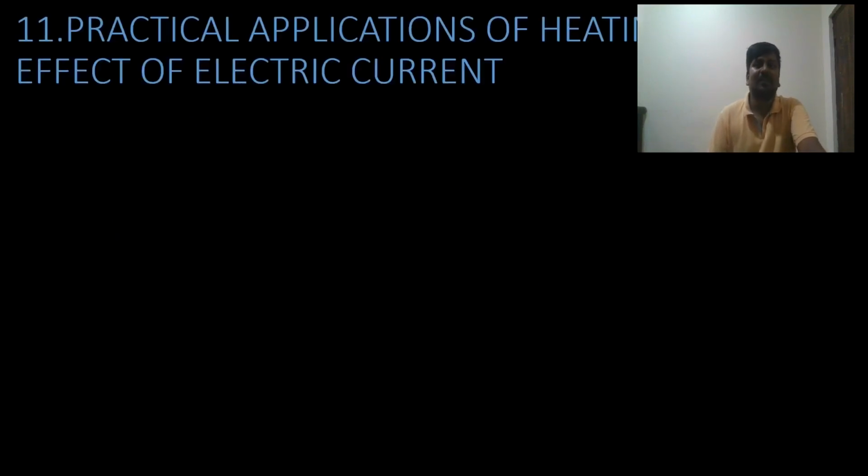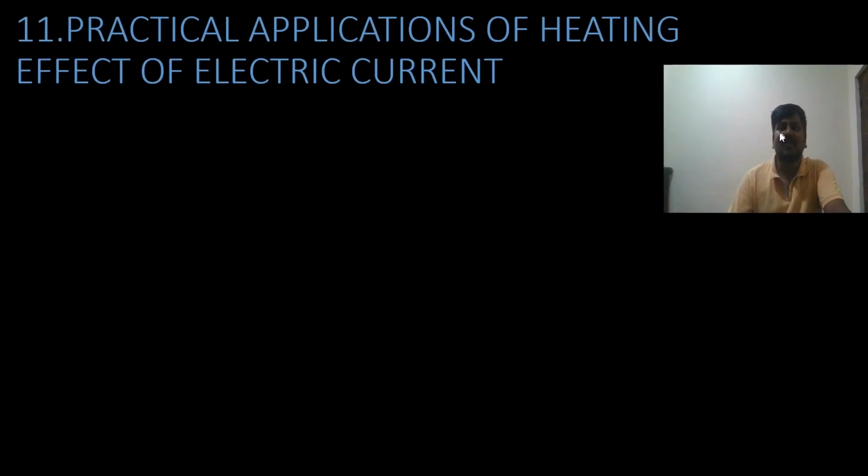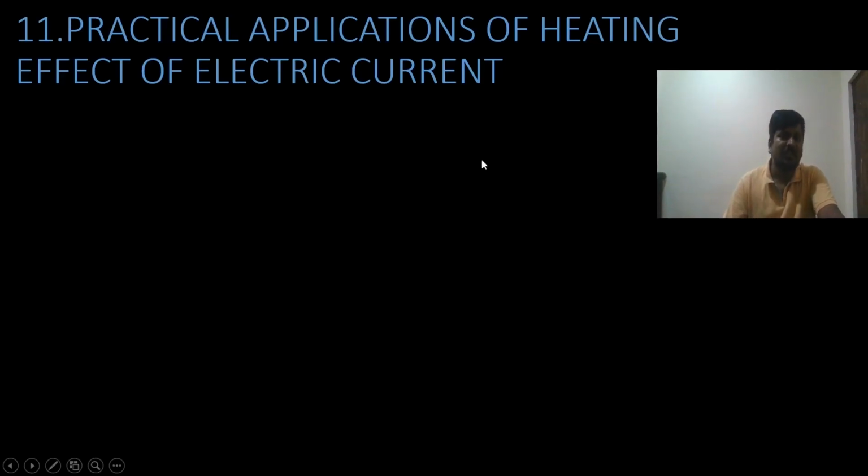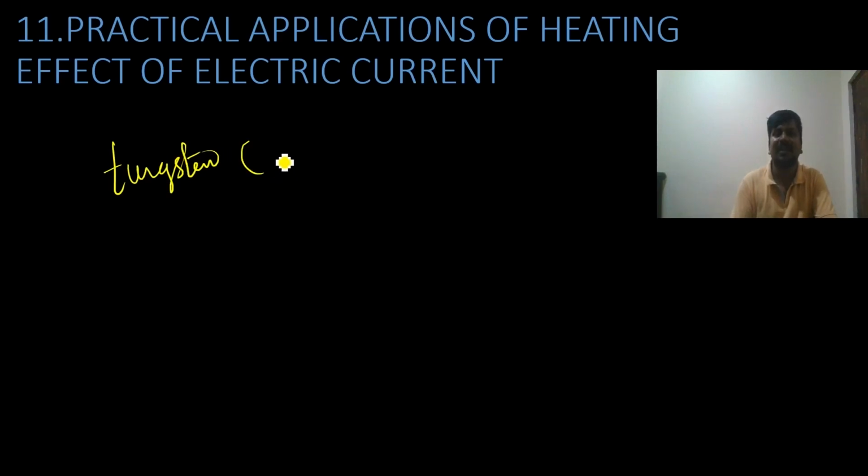Next one, what are the practical applications of the heating effect of electric current? Normally you can see the bulb filament. We are using tungsten. Tungsten is the best example. The melting point of tungsten is 3380 degrees centigrade. Until that temperature the filament doesn't melt, so at that huge temperature it converts electrical energy into heat, and then it gives light.